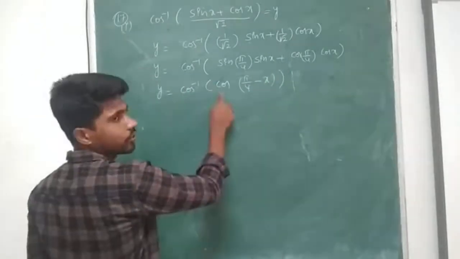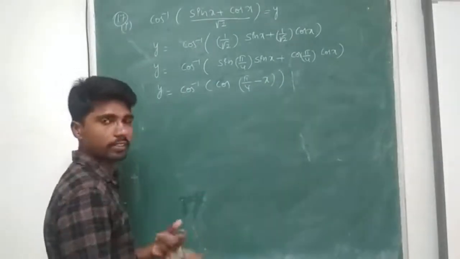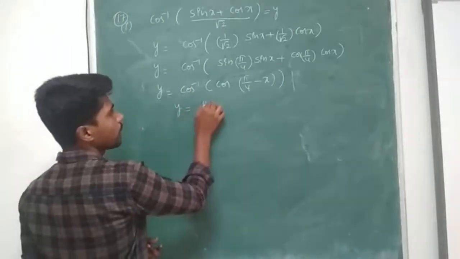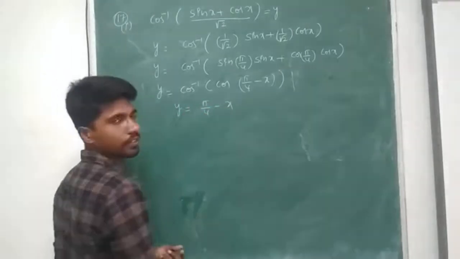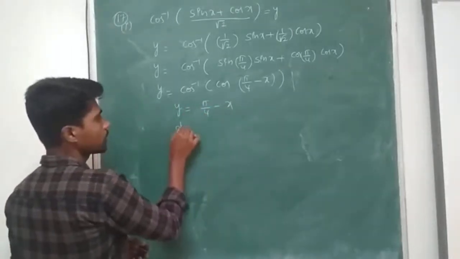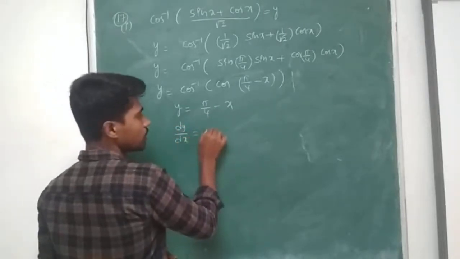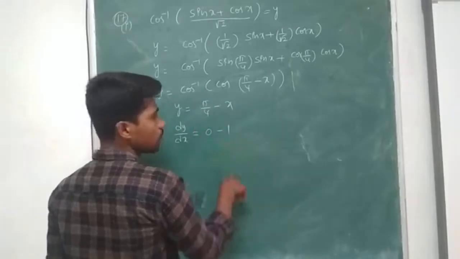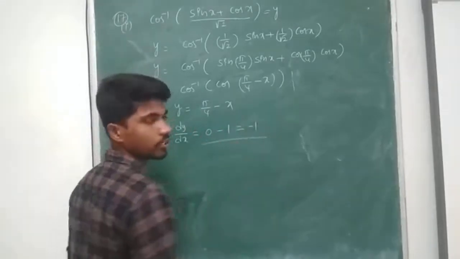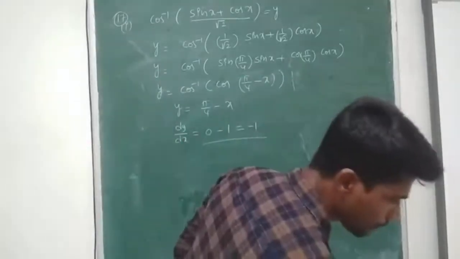So cos inverse of cos theta is theta. So y we get as pi by 4 minus x. If I do derivative with respect to x, dy by dx is equal to pi by 4, which is a constant, so 0, minus x, derivative is 1. So my answer is minus 1. We move to the next question.